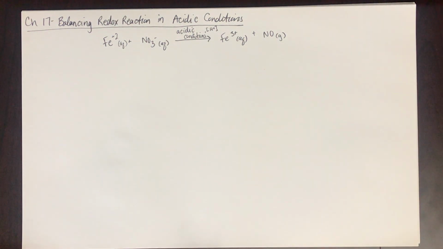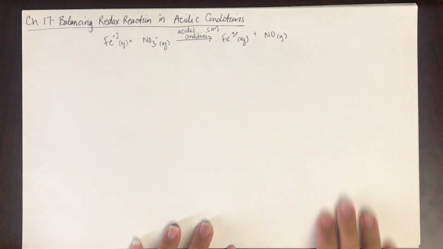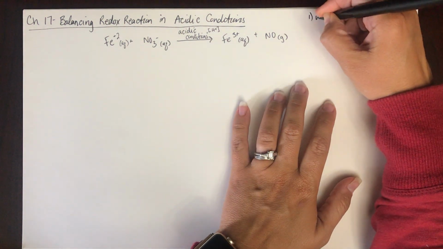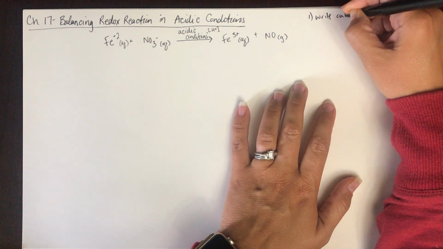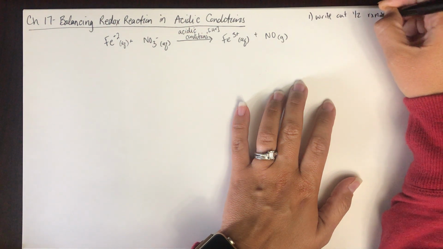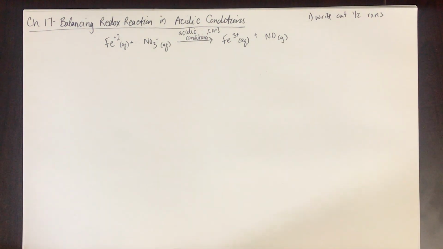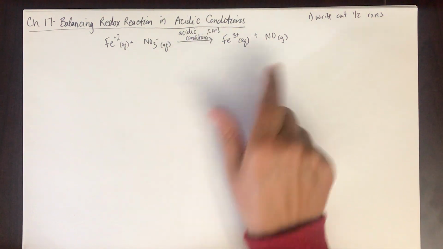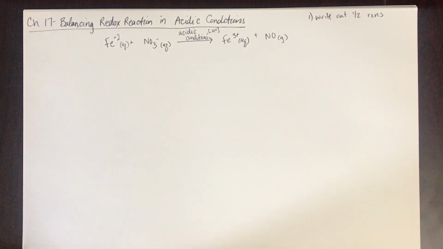Okay, so same as before, we need to write out the half reactions and balance them. So I'm going to write out the steps all over here, and then I'll do them together over here. Step 1: write out half reactions. This is a little different because we have more than just 2 elements here. With only 2 elements, one will be oxidized and one will be reduced. Here, one of them, the oxidation number, won't change at all.